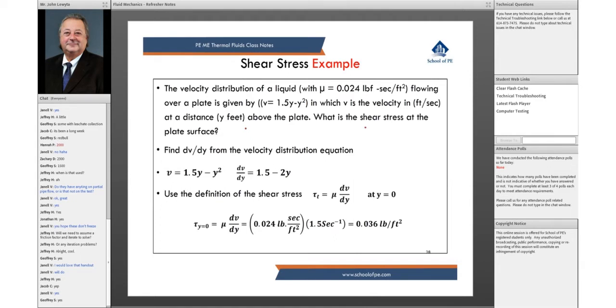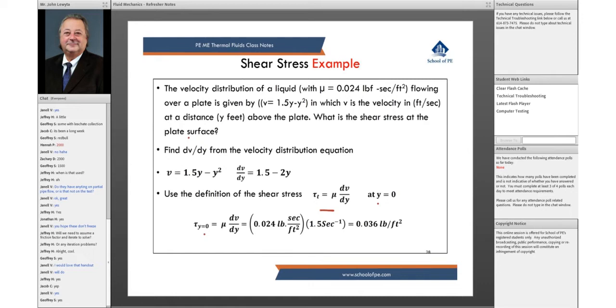All right, take the first derivative, dv/dy. Here's your relationship. So 1.5y turns out to be 1.5, and y squared, you take the 2 over here. So your dv/dy turns out to be 1.5 minus 2y. The definition for shear stress is viscosity times dv/dy, and we want to calculate it at y equal to 0, at the plate surface. So, shear stress at y equals 0.